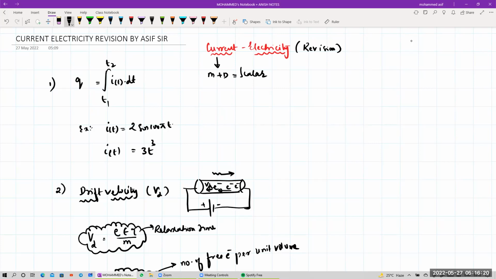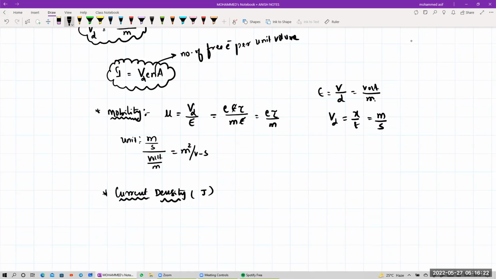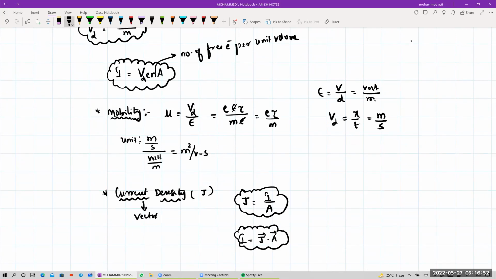Whereas current density is a vector quantity. So I define current density as current per unit area. J is equal to I by A. Or else I can write current I is equal to J bar dot A bar.